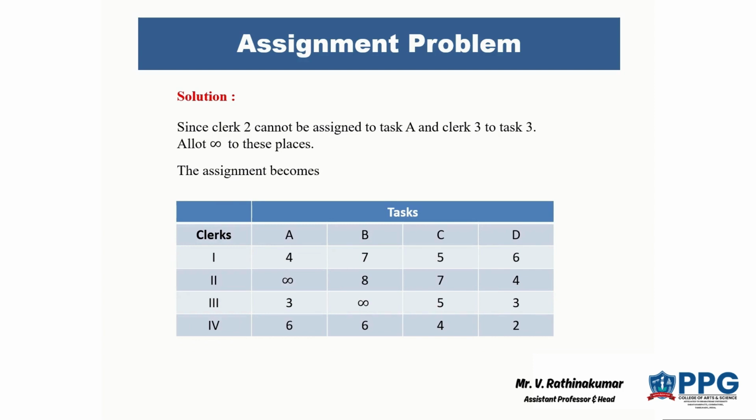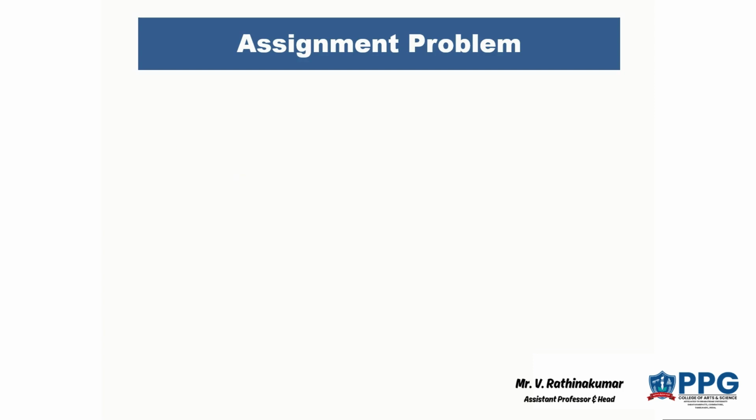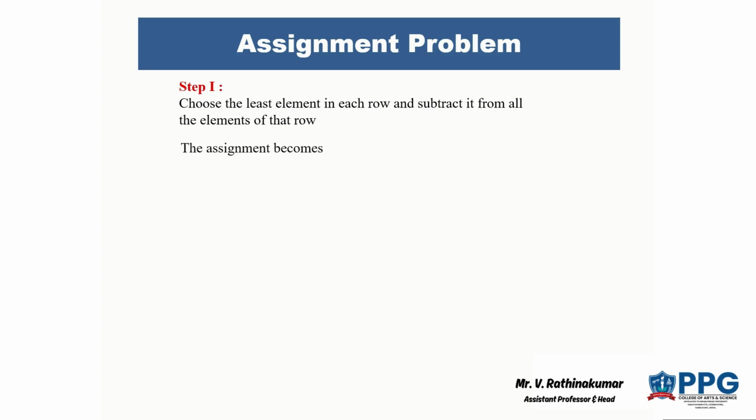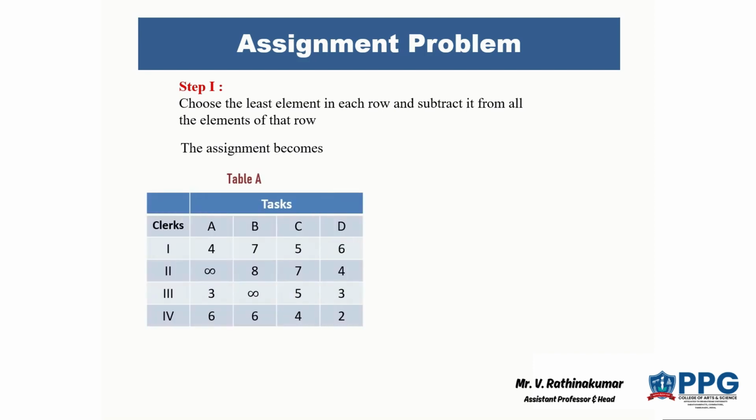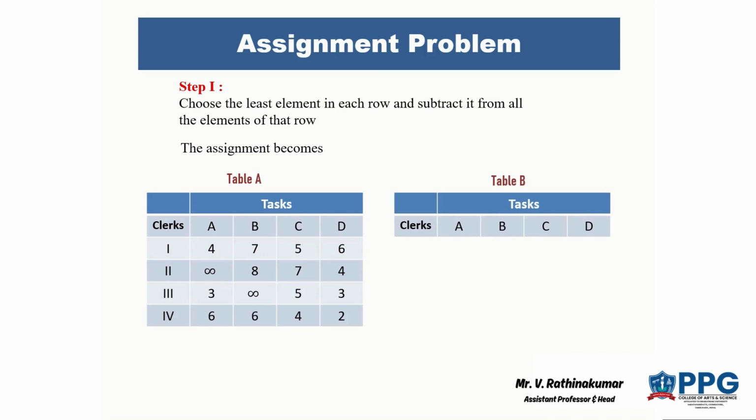So after the allocation of infinity, we will move on to step 1. Choose the least element in each row and subtract it from all the elements of that row. Then the assignment becomes, this is table A. From table A, we have to construct table B. In the first row, 4 is the minimum, so we have to subtract 4 from all the entries of that row. Then the entries are 0, 3, 1, 2.